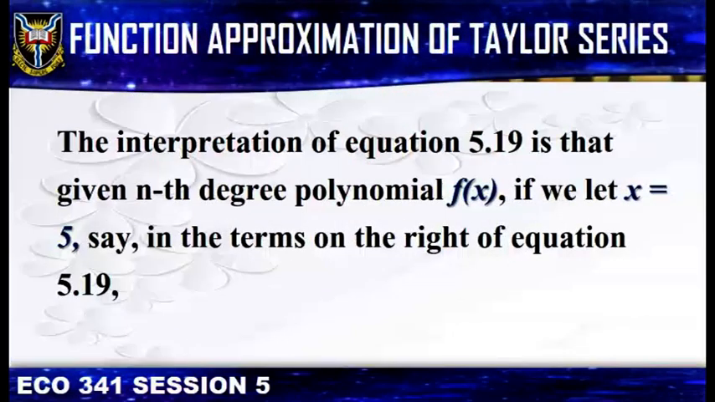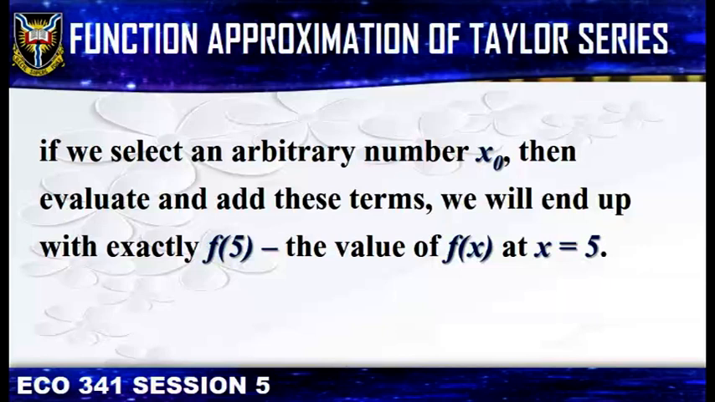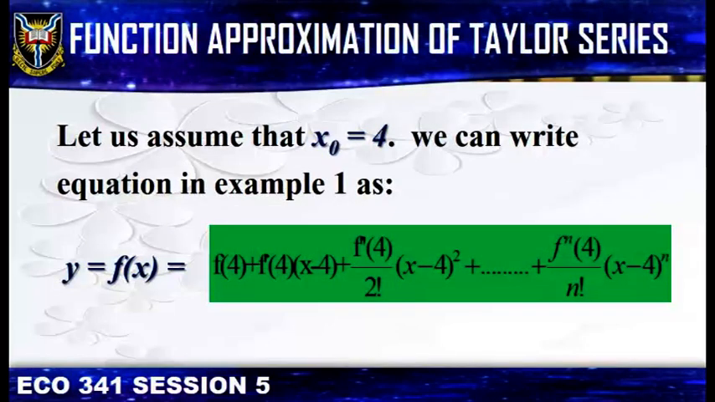The interpretation of equation 5.19 is that given an nth degree polynomial function of x, if we let x equal 5, say, in the terms on the right of equation 5.19, if we select an arbitrary number x₀, then evaluate and add these terms, we will end up with exactly f(5), the value of f(x) at x equal to 5. Let us assume that x₀ is equal to 4. We can write the equation in example 1 as follows.